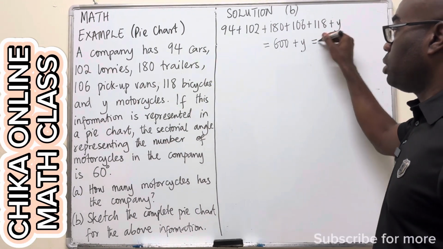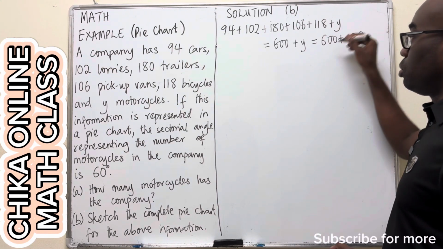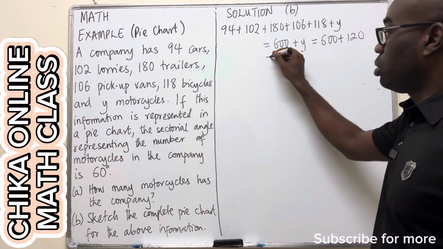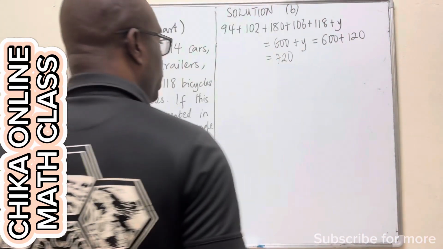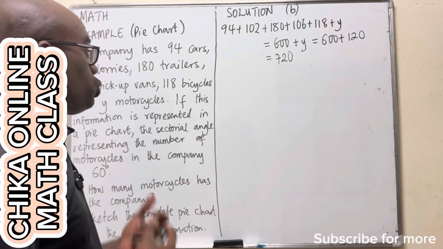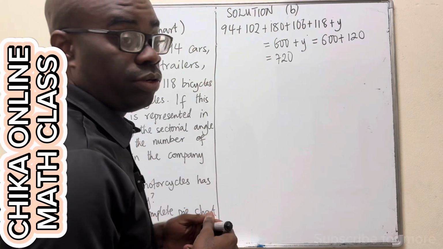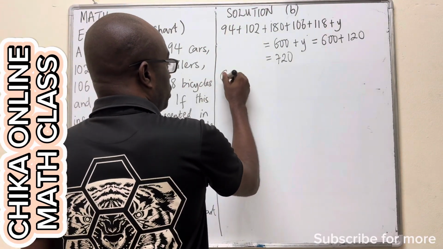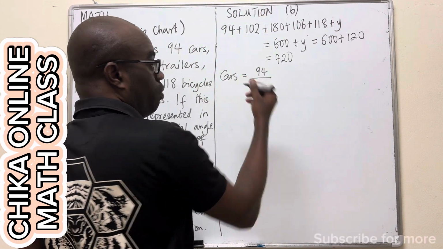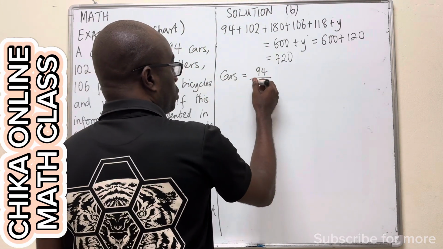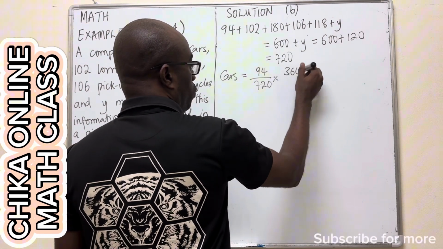But what is our y? Our y is 120. So 600 plus 120 is 720. We will now calculate the angles for each vehicle, starting with cars. The angle for cars is the number of cars, 94, over the total number of vehicles, which is 720, times 360 degrees over 1.